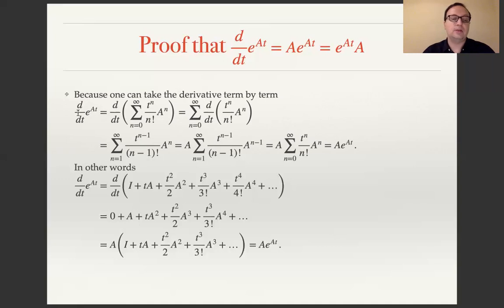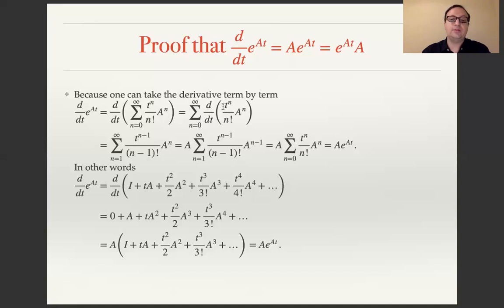So anyway, if we want to take the derivative of e to the AT, well, we use the definition. So e to the AT is equal to the sum for n going from 0 to infinity of t to the n over n factorial times A to the n. So then the derivative of this sum is equal to the sum of the derivatives of the terms. So it's equal to the sum of the derivative of t to the n over n factorial times A to the n.